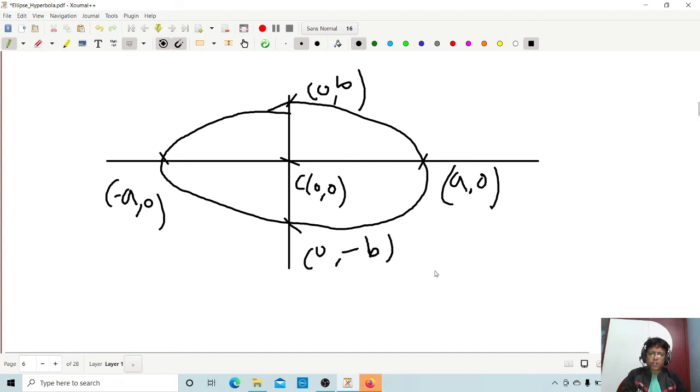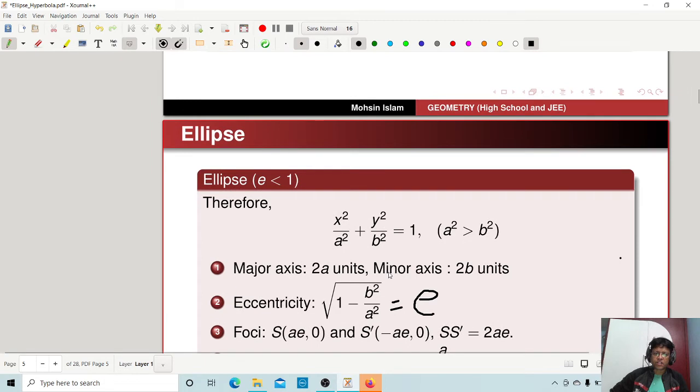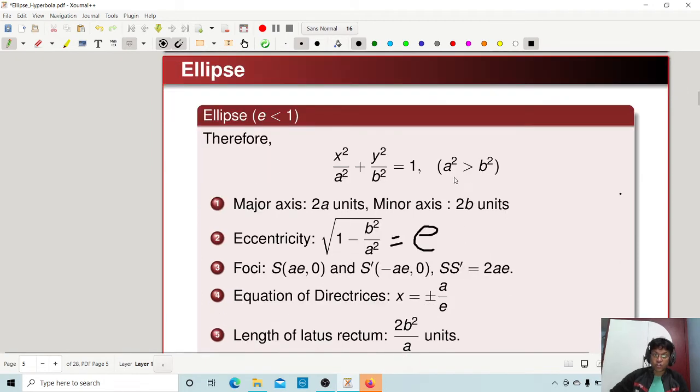So the length of the major axis is 2a units. Length of the minor axis is 2b units. Eccentricity of the ellipse is given by e equal to root over 1 minus b squared by a squared. This is the eccentricity e. You can calculate that. Eccentricity is given by this if a squared is more than b squared.